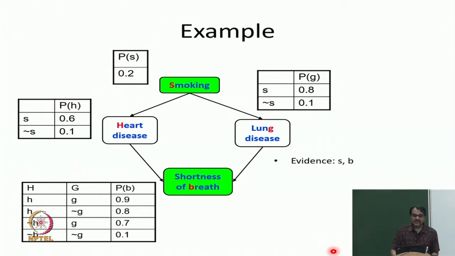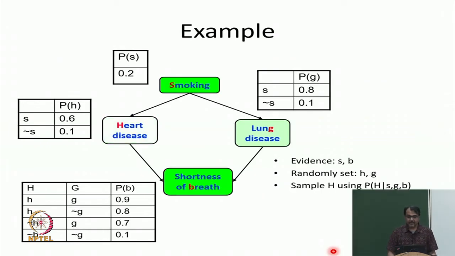So, now I first start by randomly sampling the other variables. So, let us say I randomly set heart disease to be true and lung disease to be true. And now I randomly pick a variable. So, let us say I randomly pick h, okay, and I then use probability of h given S, G, B, all the other 3 variables, and I figure out what is that probability, and then I sample. Now, heart disease, what is the Markov blanket of heart disease?